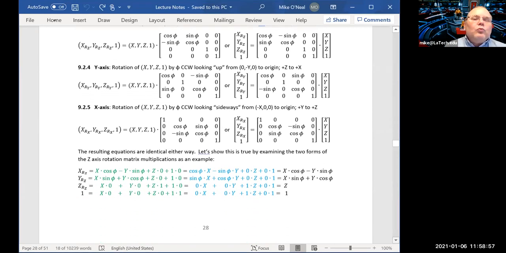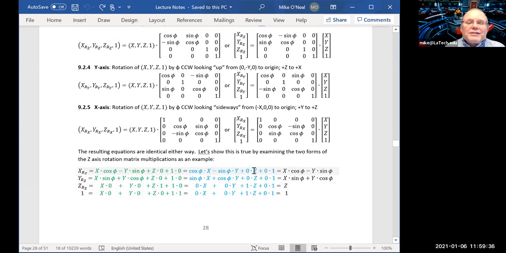Now, I did want to prove, because I'm so bad at math, I have to prove everything to myself, so I want to prove it to you too. I take the Z case and I show the computations. Green is showing the computations if you're using point times matrix, and blue is showing the computations if you're using matrix times point. And you see that the green computation and the blue computation give you exactly the same as the formula that I've given you guys. So it's just a notational difference here, okay?